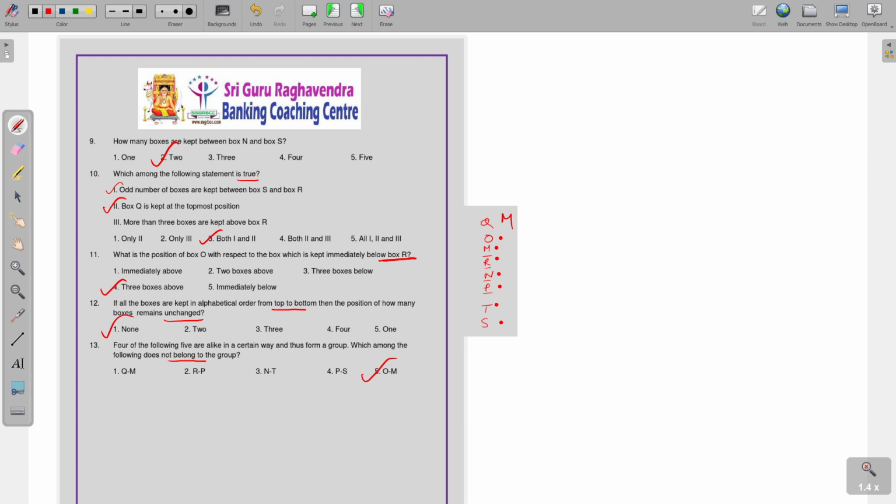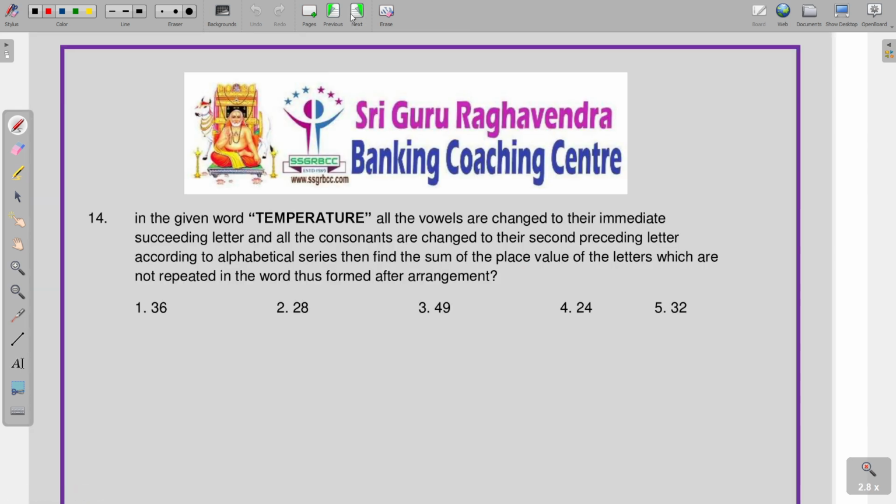And let us move on to the next one. In the given word temperature, all the vowels are changed to their immediate succeeding letters. So, temperature. See, first, all the vowels are changed to their immediate succeeding letters. So E, F, again E, F, A, B and U, V, again E, F. And next, all the consonants are changed to their second preceding letters according to alphabetical order. So consonants are changing to their second preceding letters.